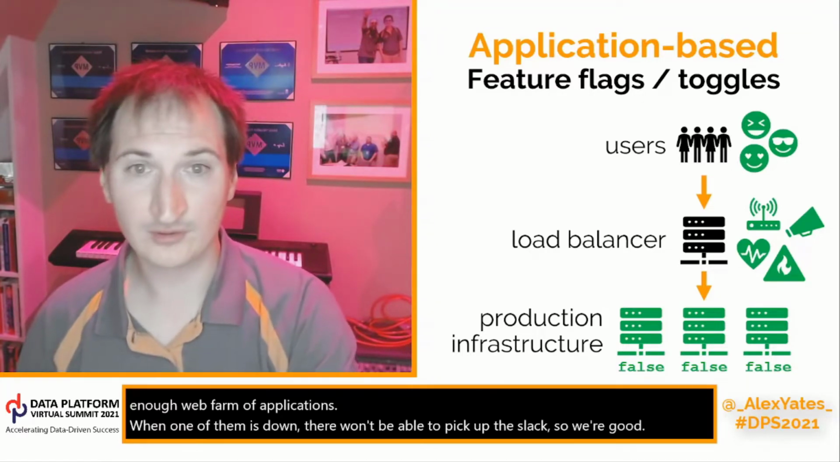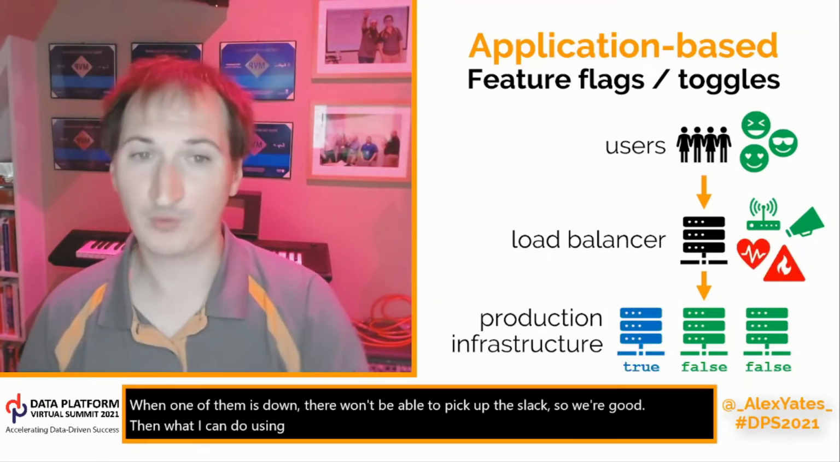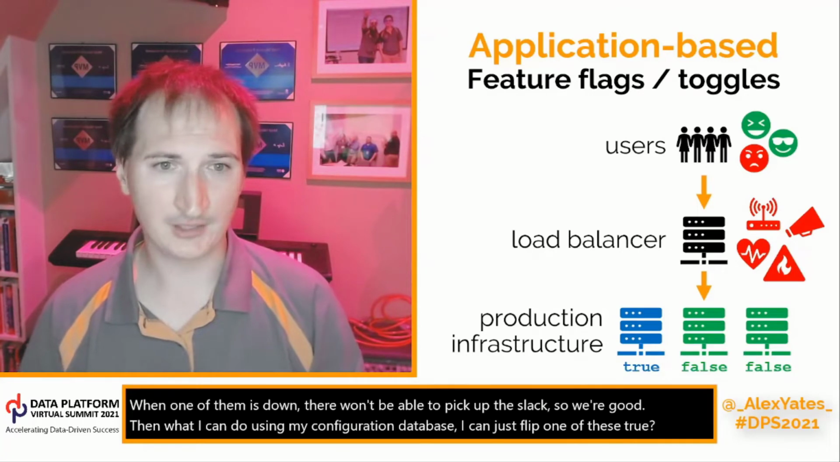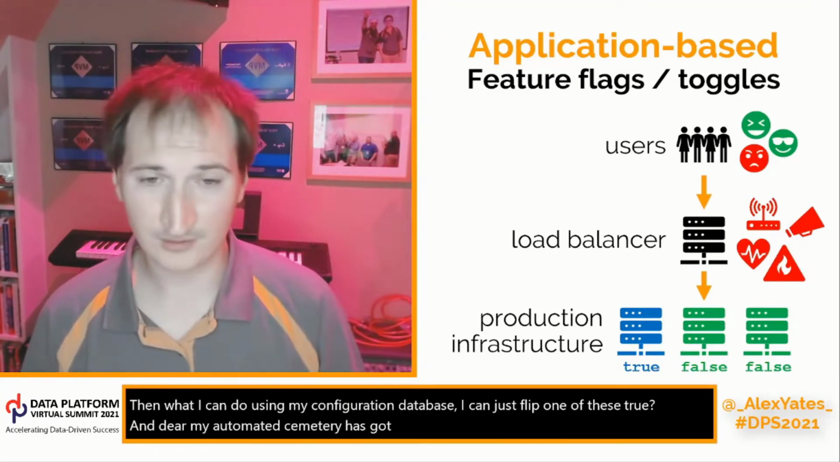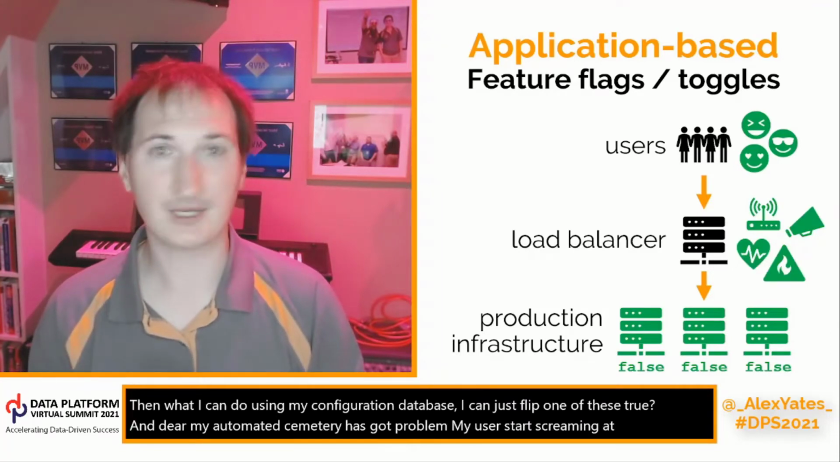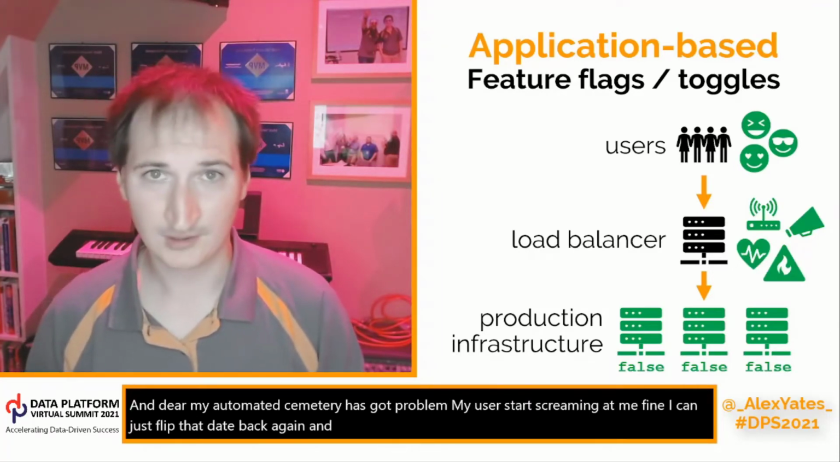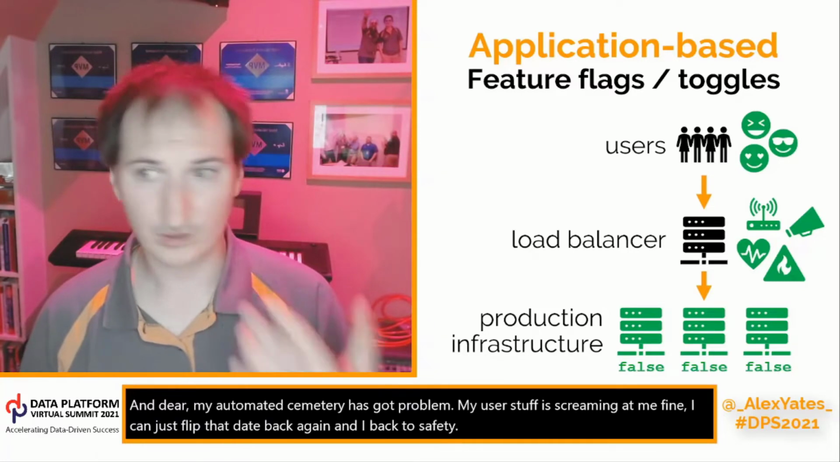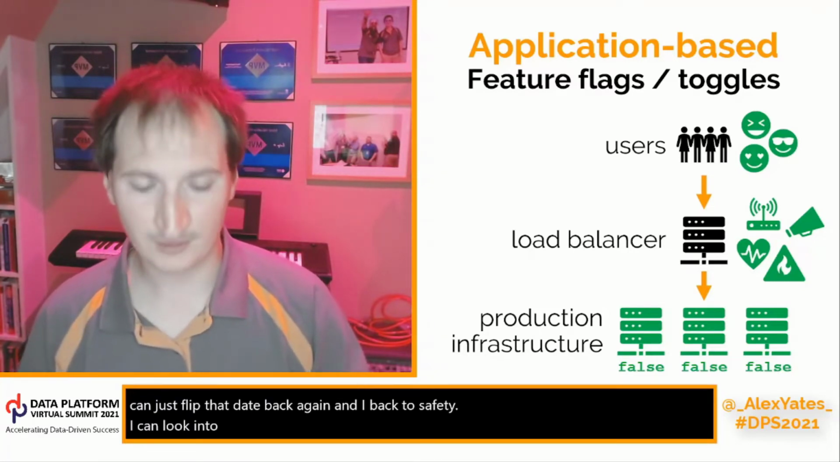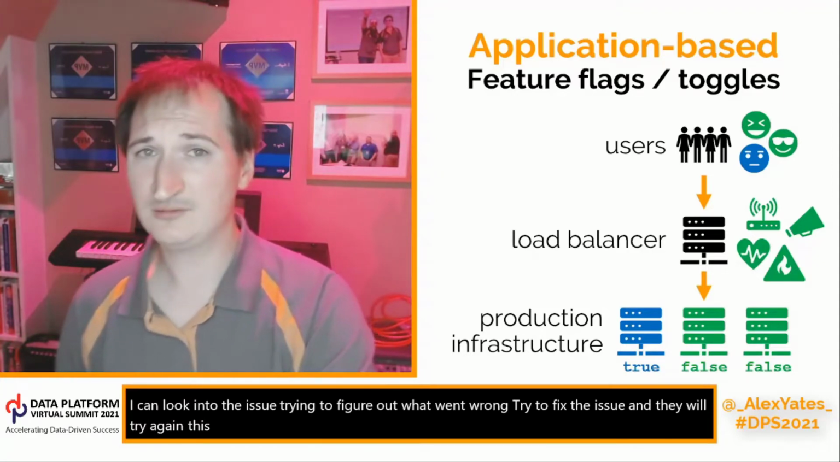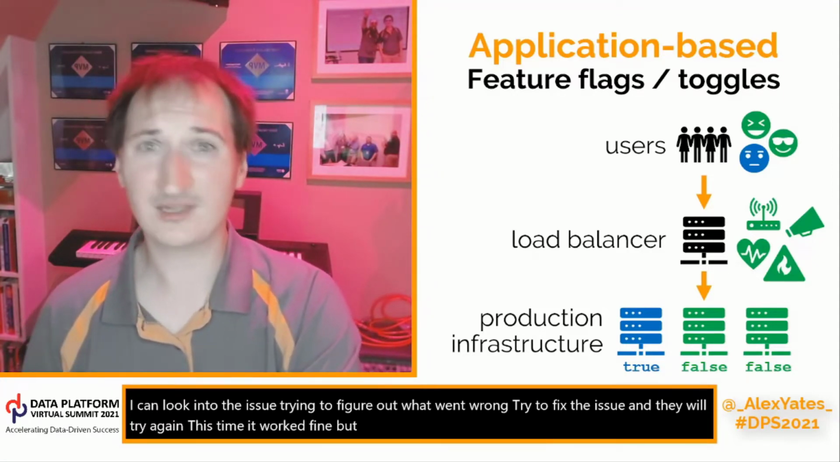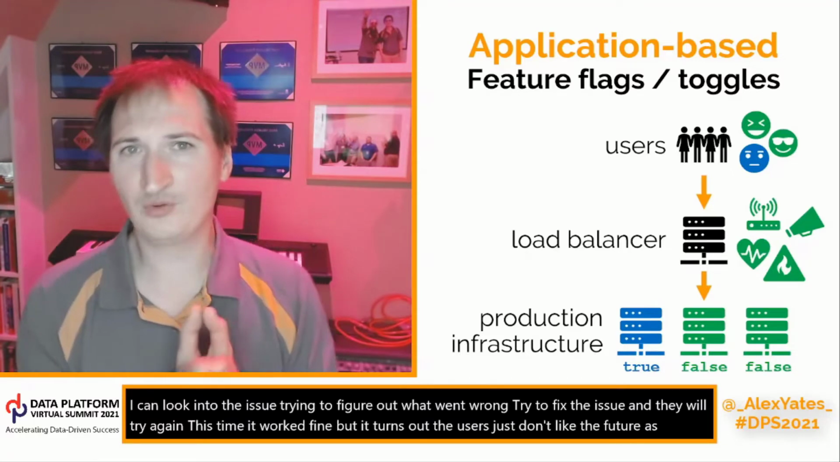Then what I can do using my configuration database is I can just flip one of them to true. And oh dear, my automated telemetry has got a problem. My users have started screaming at me. Fine, I can just flip that bit back again and I'm back to safety. I can look into the issue, try and figure out what went wrong, try and fix the issue, and then we can try again. This time it worked fine, but it turns out the users just don't like the feature as much. And that's one of the really cool things about feature flags.